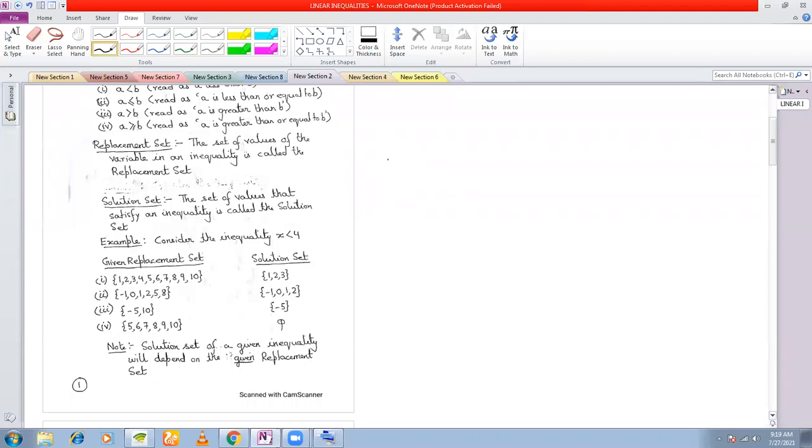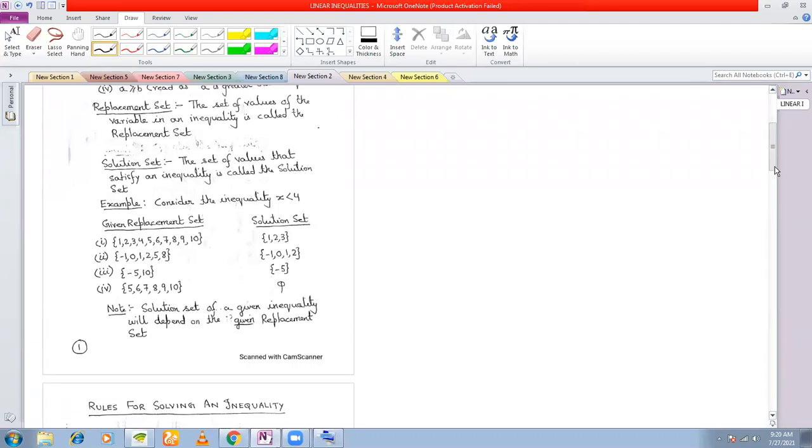Now, in case of a linear equation, how many solutions do you get? You get only one solution. But in case of linear inequalities, you might get a single solution, or more than one solution. You might have a set of solutions, and the set may be finite or infinite. Here in class 10, we will deal mostly with solution sets that are infinite.